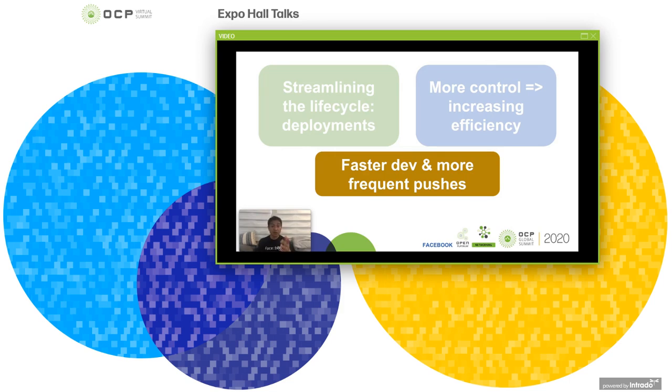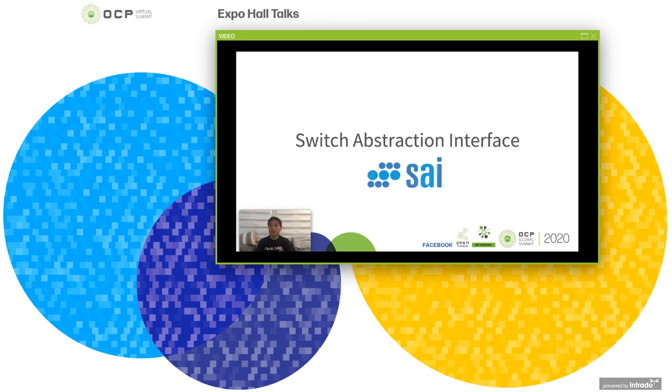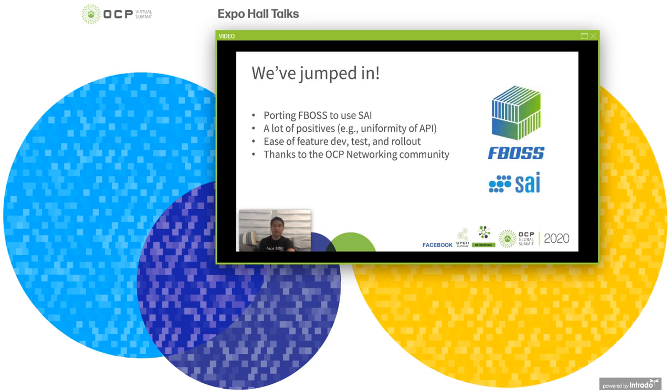There's a lot that goes into this, but one aspect I wanted to call out is the role of SAI. The Switch Abstraction Interface is a project within OCP that has been under active development for the last few years. And happy to share that FBOSS is now using the Switch Abstraction Interface. We've jumped into it and are currently porting FBOSS to use SAI. We see a lot of positives around this.